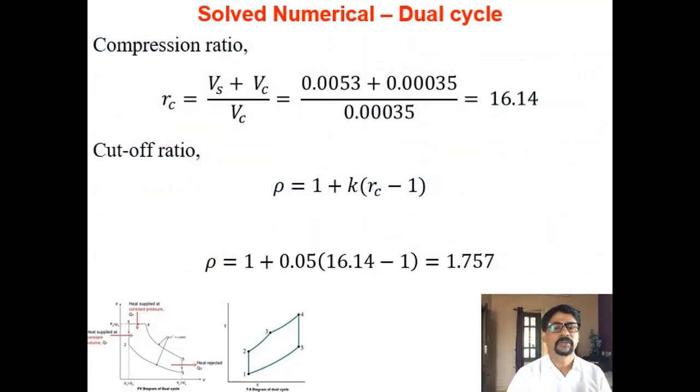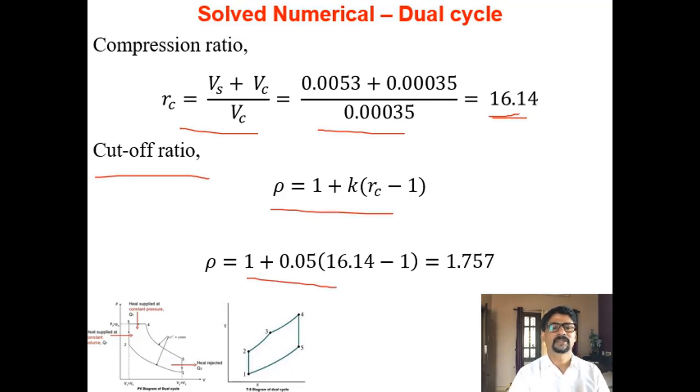Compression ratio RC is equal to Vs plus Vc by Vc, as all of you know. Substitute for Vs and Vc, and you'll get the compression ratio as 16.14. Cutoff ratio rho is equal to 1 plus K into RC minus 1. Substitute for K and RC, and you'll get the cutoff ratio as 1.757.